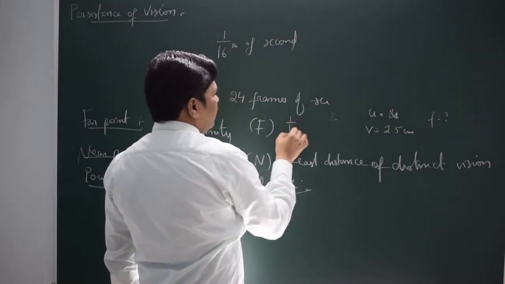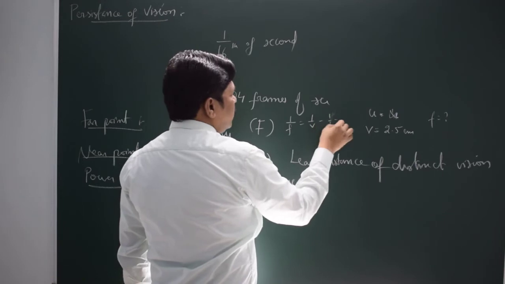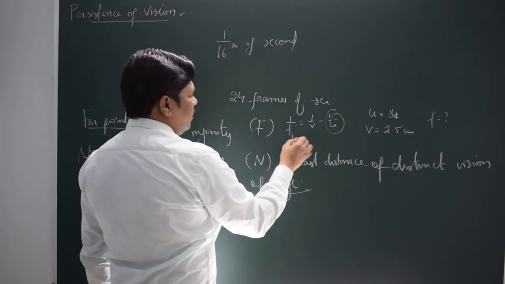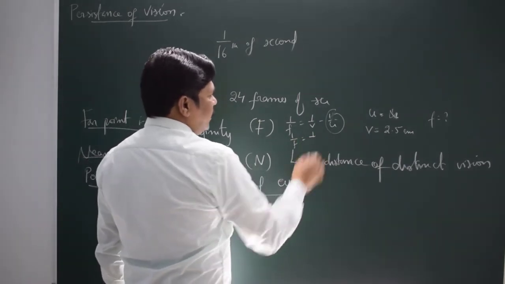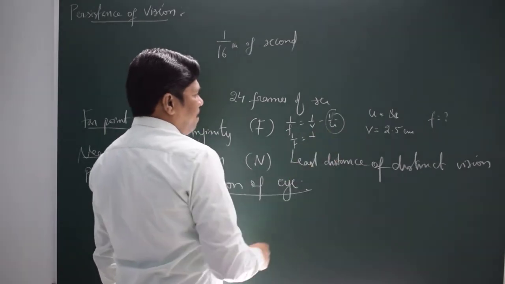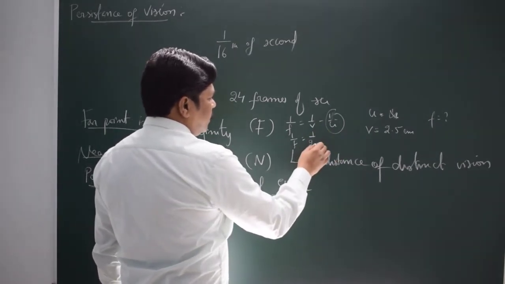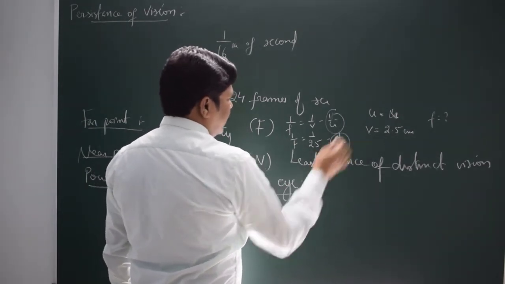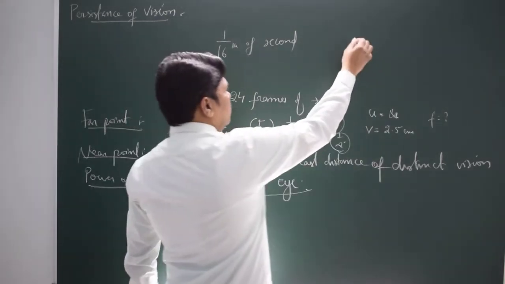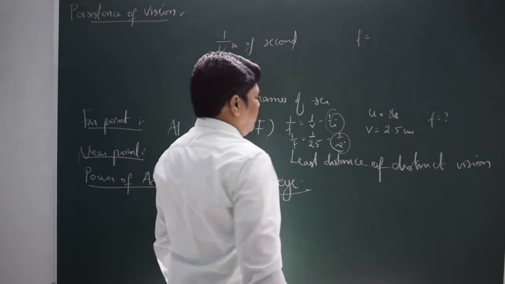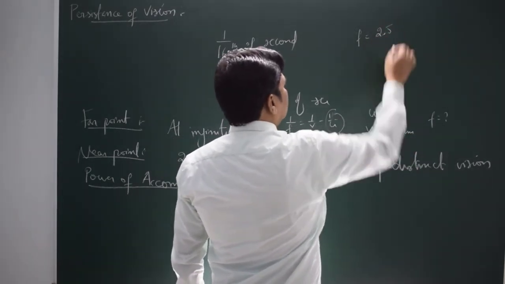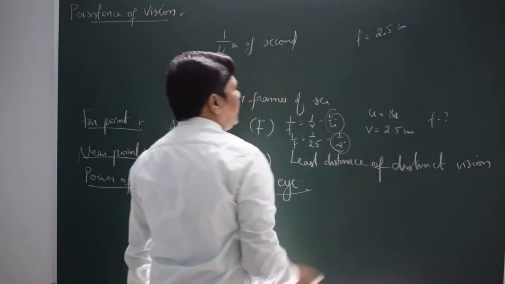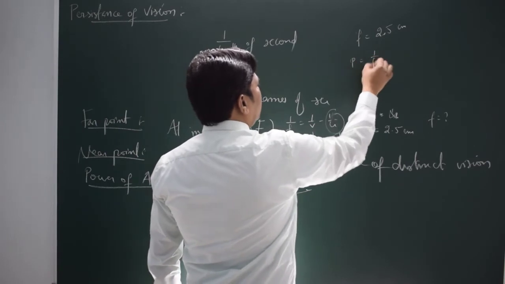So I'll use the formula 1 by f is equal to 1 by v minus 1 by u. Here 1 by u is 1 by infinity, so this will be 0. So 1 by f is equal to 1 by 2.5, and the other term is 0. So f will be equal to 2.5. Then I am going to take the power, since it is in centimeters: power of the eye is equal to 1 by f.